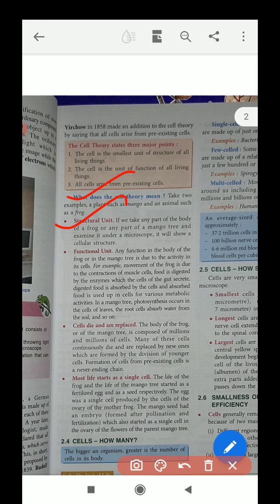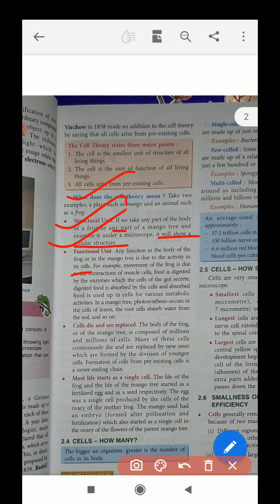Very easy, you know that if you take a part of the body of a frog, suppose to give an example, or any part of a mango tree and examine it under a microscope, it will show a cellular structure. So that's why it is called a structural unit, means the structure looks like a cellular structure. And after that, what is a functional unit? You can see any function of the body of the frog or mango is due to the activity of its cells. Don't think about only frog and mango, similarly for human beings also.